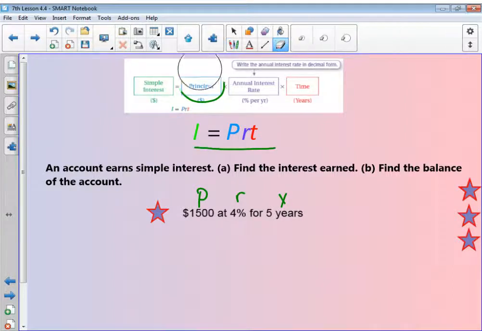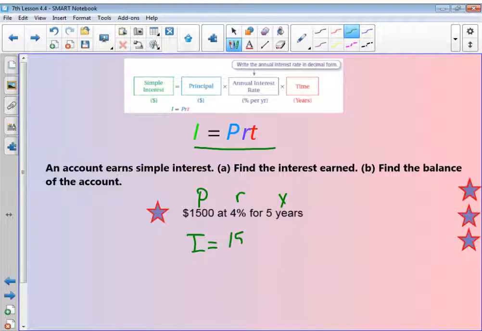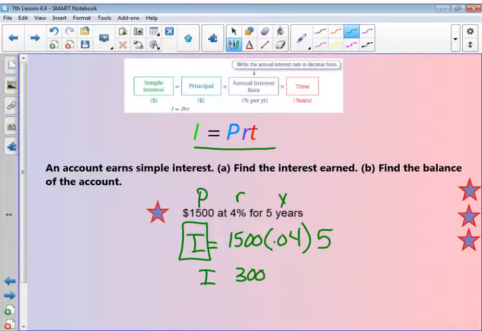Okay, so we'll write I, our interest, equals our principal, which is 1,500, times the percent, which we write as 0.04, times the number of years, which is 5. Since we already have our interest by itself, we're just going to punch it into the calculator the exact same way that we see it. So 1,500 times 0.04 times 5 gives us $300. So our interest over the 5 years is we get paid $300.